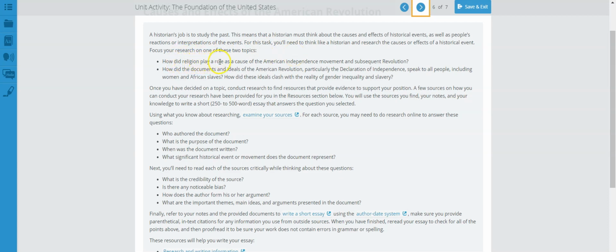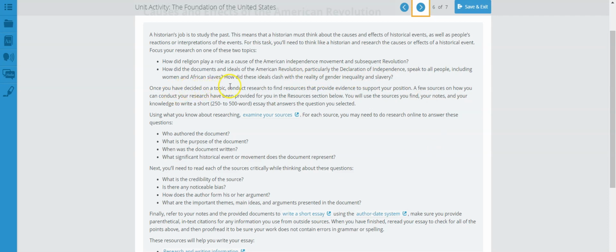How did religion play a role as a cause of the American independence movement and subsequent revolution? How did the documents and ideals of the American Revolution, particularly the Declaration of Independence, speak to all people, including women and African slaves? How did these ideals clash with the reality of gender inequality and slavery?